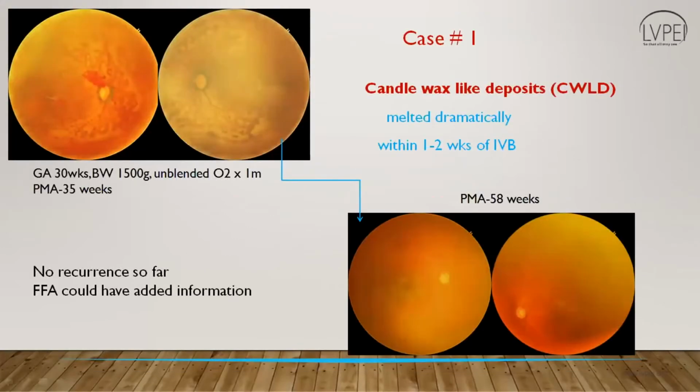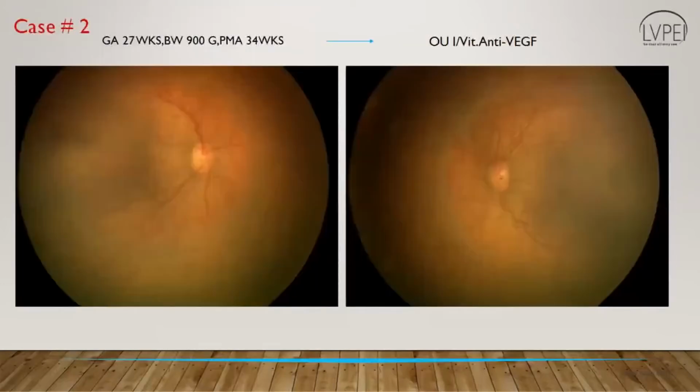Case 1, quickly: 30-weeker baby, birth weight 1500 gram, unblended oxygen for 1 month. Most of these babies I'm going to describe hail from 1 or 2 specific NICUs where the oxygen handling is not per standard. The baby was sick, so we had to inject. And within 1 to 2 weeks, these deposits melted dramatically. And till last follow-up, the vascularization was up to zone 3 without any recurrence.